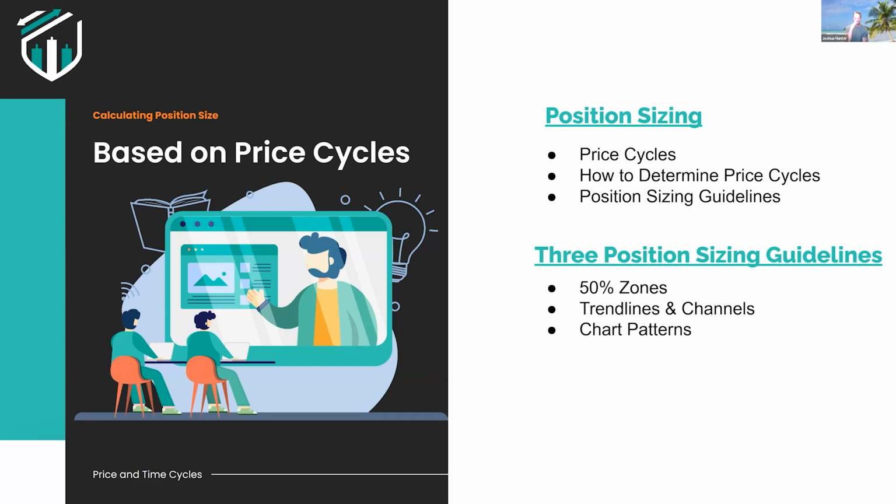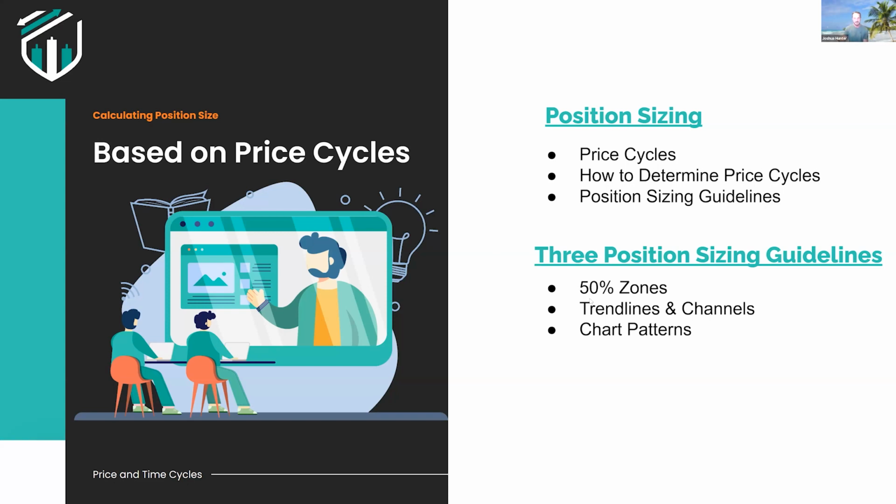Okay, so calculating position size based on price cycles. I also Googled the price cycle because I really didn't want to do a presentation where I didn't know the exact definition of this stuff. So a price cycle is basically how much a price has moved in a cycle. That's it. I have to keep things simple. I'm not smart enough for complicated definitions. So for us, that's basically from pivot to pivot.